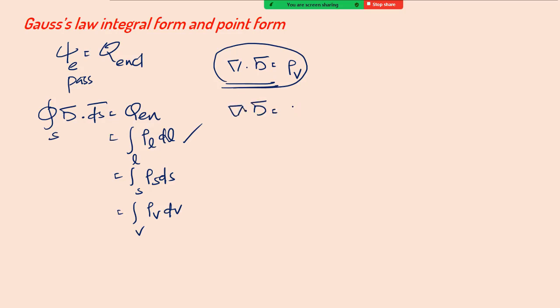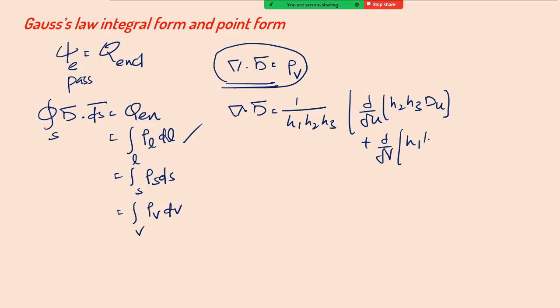Del dot D bar is equal to 1 by h1 h2 h3 times dou by dou u of h2 h3 D_u, that means the first component of D bar, plus dou by dou v of h1 h3 D_v, the second component of D bar, plus dou by dou w of h1 h2 D_w. Like this we can write the formula for the divergence. It depends upon the coordinate system. You can select h1 h2 h3 and u v w accordingly.